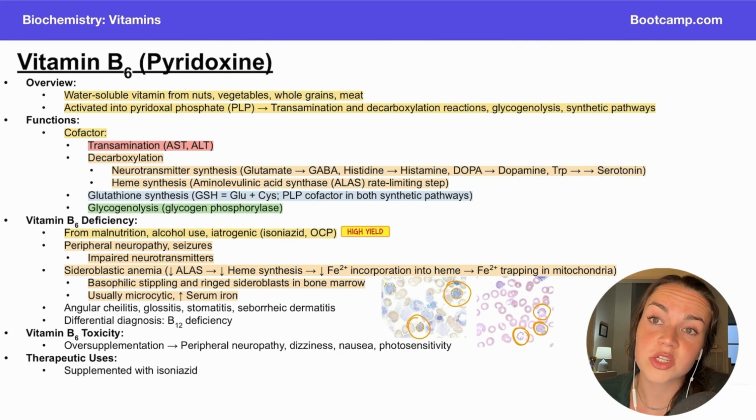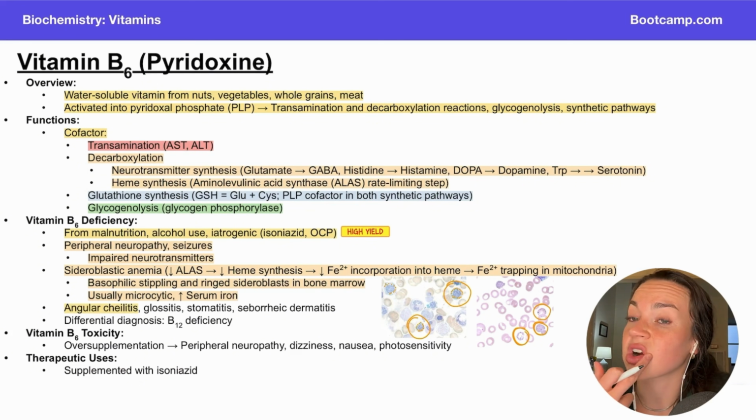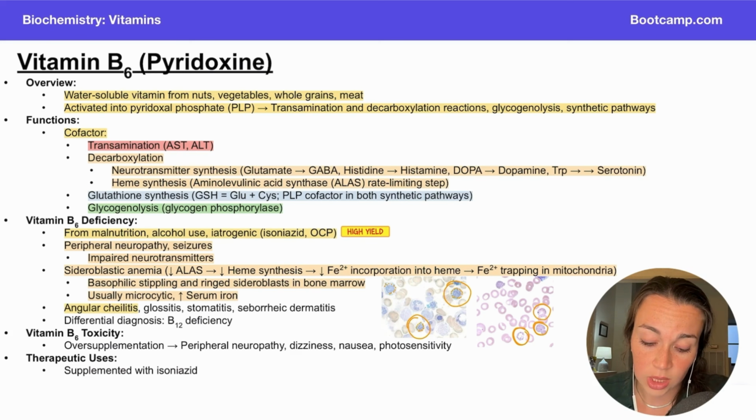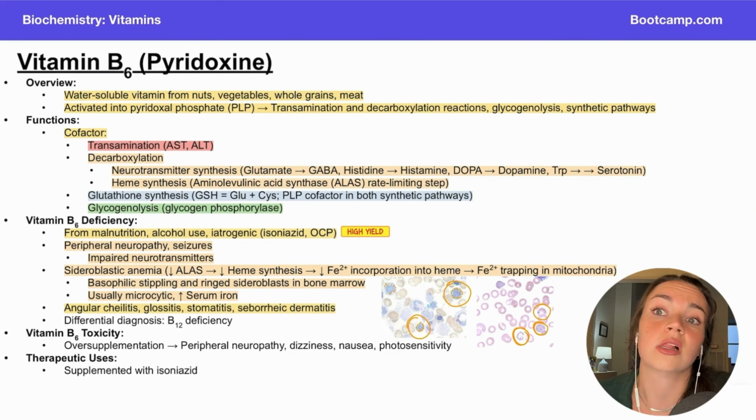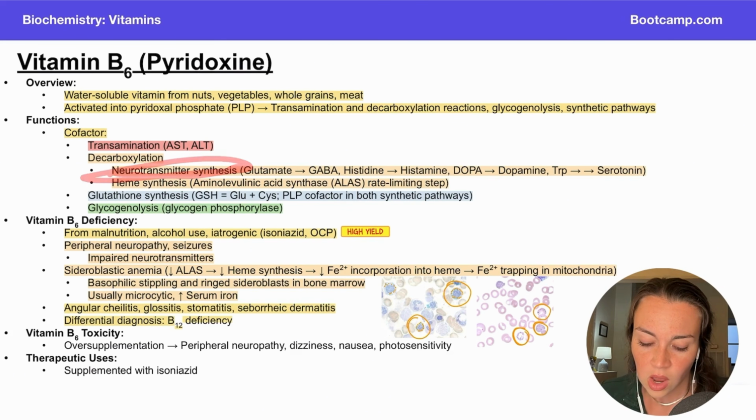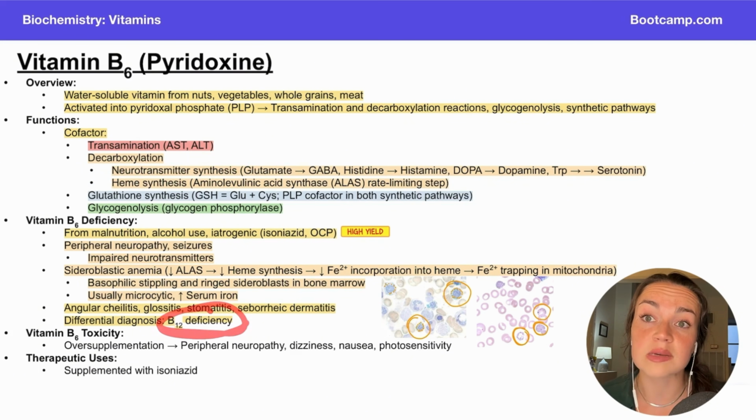Other clinical presentations of vitamin B6 deficiency include angular cheilitis, so irritation and cracking around the corners of the mouth, additionally glossitis, inflammation of the tongue, stomatitis, which is irritation to the oral mucosa, and seborrheic dermatitis. So lots of dermatologic findings as well. Your differential diagnosis for vitamin B6 deficiency should include vitamin B12 deficiency. The difference being that a vitamin B6 deficiency, like we said, is because of disrupted neurotransmitter synthesis, whereas a vitamin B12 deficiency is demyelinating.